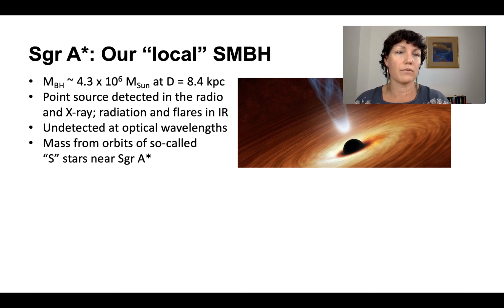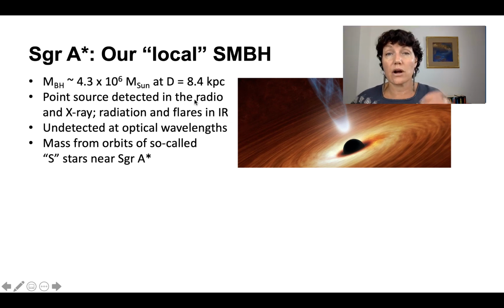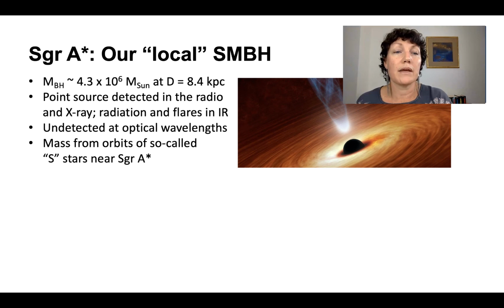where GR is important. So as an observer, I'm an observational astrophysicist, when we go out and we look, we can detect Sagittarius A star, not the black hole itself, but the hot material around the black hole at radio and X-ray wavelengths, also submillimeter. And this radiation, we see variability, and my group often studies those variability characteristics, flares in the X-ray and the infrared.